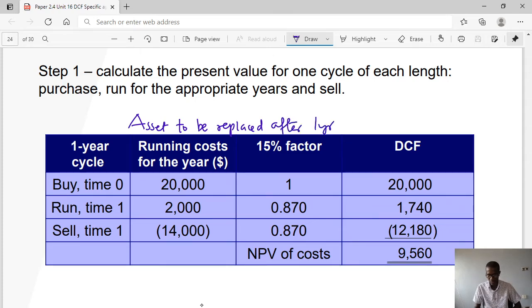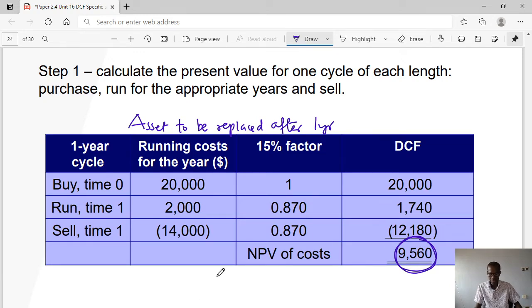Now, if the asset will be replaced after 1 year, it means when we buy it for 20,000, we only need to run it, the running cost for the first year, after which we will sell it. So after 1 year, we sell it also for 14,000, and then we get the net present value cost. So we have 4 different net present values in terms of how much it will cost us if we replace it after 1 year or 2 years, or even 3 years or 4 years.